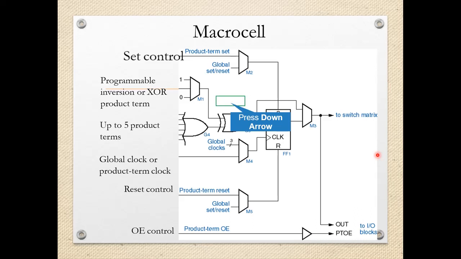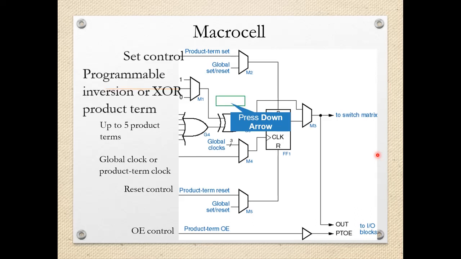Now the next important signal is programmable inversion or XOR product term. Here we can apply up to 5 product terms. It will be implemented with the help of the AND array, then through the product term allocator it will come to the macro cell.